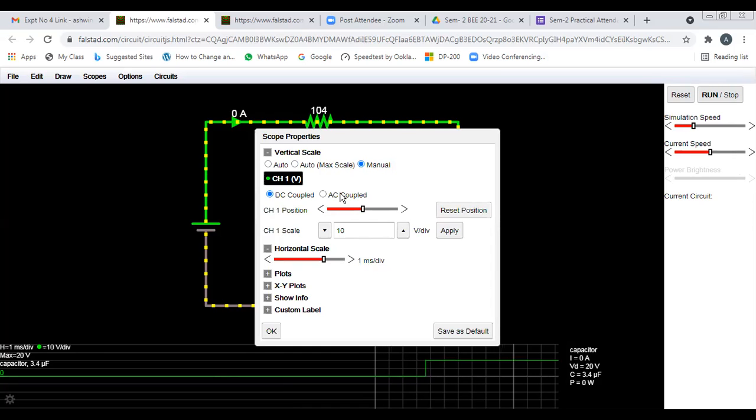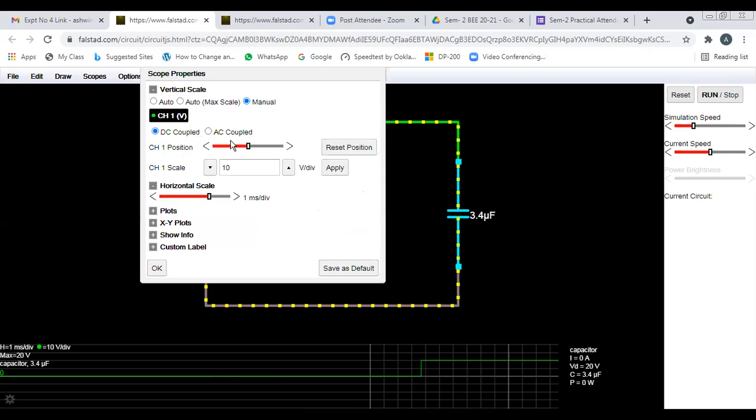Now for 10, it's too small. Can everyone see? For 10 volt per division, it's too small. And if I change it to 5, then it will be at the top. So what I'll do, I'll make this 6, apply. So this one. Now its behavior is not the same as the graph we have seen in theory.